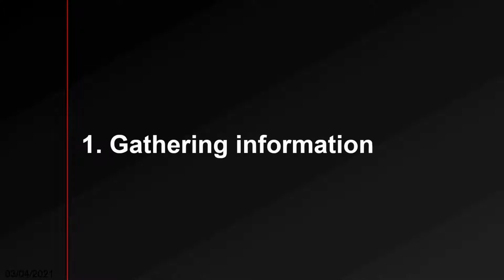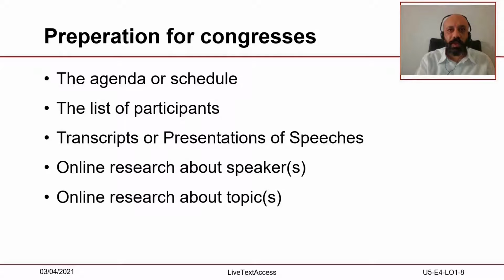Section 1. Gathering information. When providing a professional intralingual subtitling service, it is very important that words, names, and acronyms are spelled correctly. Therefore, you should prepare in the best way possible. The first step is to get the agenda or schedule of a meeting. Not only will this show which topic is being presented or discussed, but also you can copy the correct spelling of the names of the speakers.